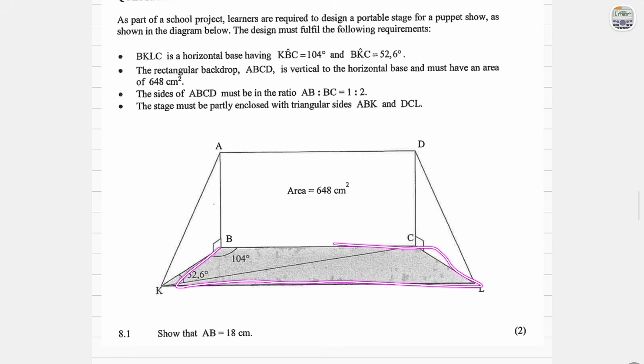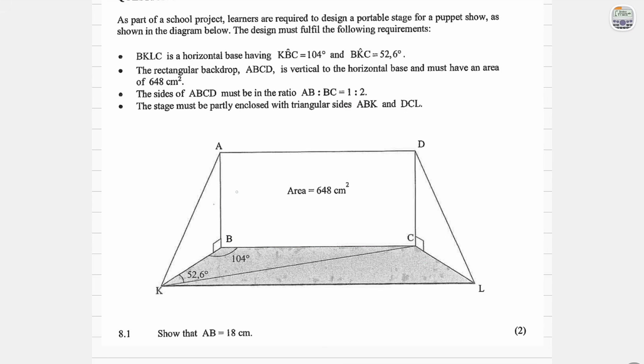BKLC is a horizontal base having angle KBC being equal to 104 degrees, as we can see, and angle BKC being equal to 52.6 degrees. The rectangular backdrop ABCD, that is vertical to the horizontal base, and must have an area of 648 centimeters squared. Okay, so we just have shapes being connected. And then they tell us that the sides of ABCD must be in the ratio AB is to BC is 1:2.